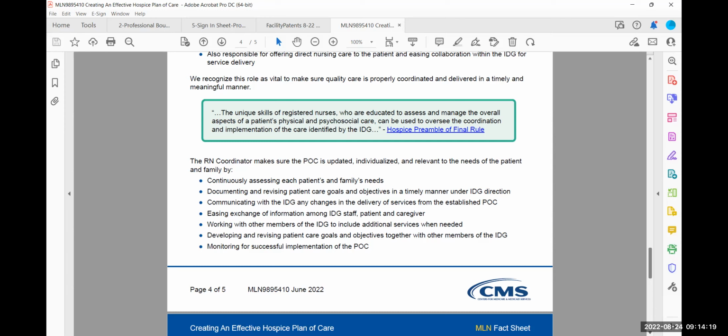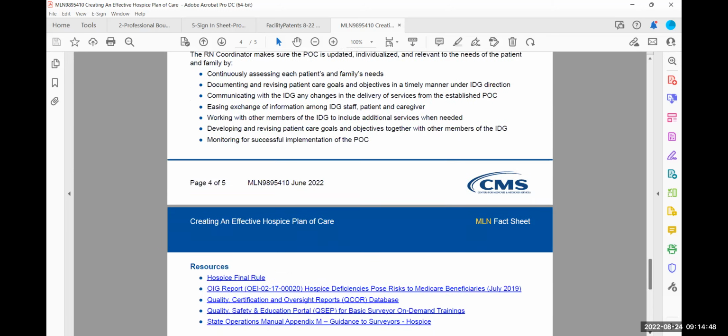in the delivery of service from what we've already established as the plan of care, easing the exchange of information among the IDG staff, the patient and the caregiver, working with the other members of the team to include additional services like maybe music therapy, massage therapy, and developing and revising patient care goals and objectives together. So we, social services and spiritual, should all be working together to get the goals in place and monitoring for successful implementation of that plan of care.